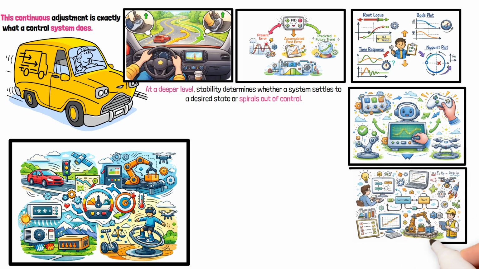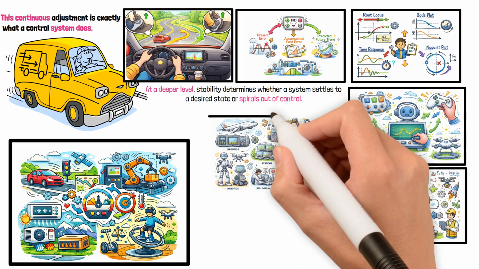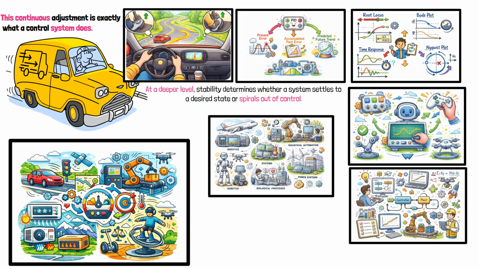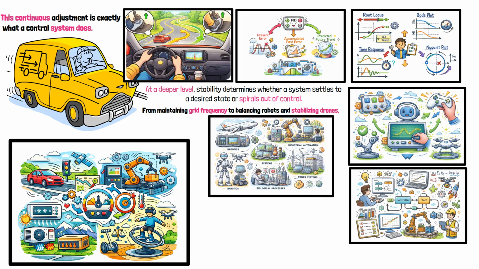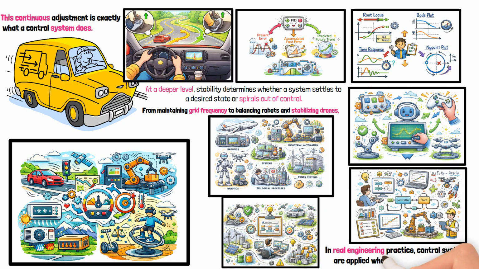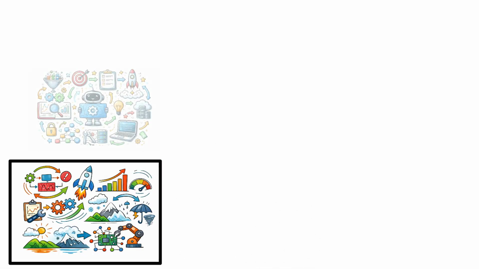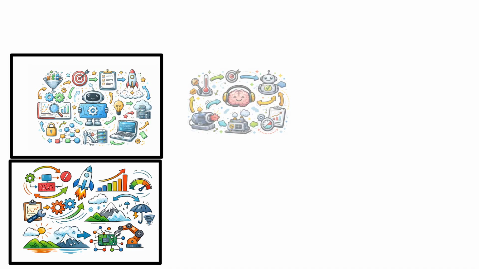On a larger scale, control systems are essential in aircraft autopilots, industrial automation, robotics, power systems, and even biological processes modeled in engineering. From maintaining grid frequency to balancing robots and stabilizing drones, control theory ensures precision, safety, and reliability across complex systems. In real engineering practice, control systems are applied when tuning PID controllers, designing feedback loops, improving system performance, and ensuring robustness under changing conditions. These principles were developed and refined by engineers and mathematicians to create predictable and scalable systems that can operate autonomously.